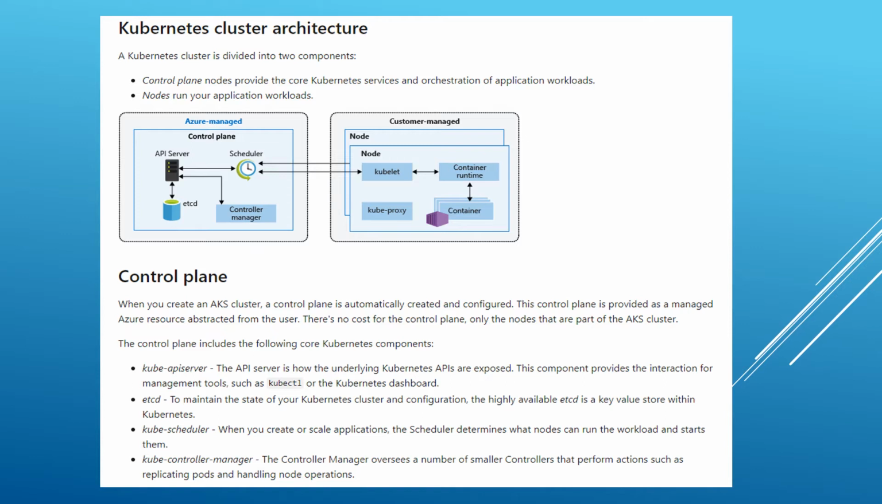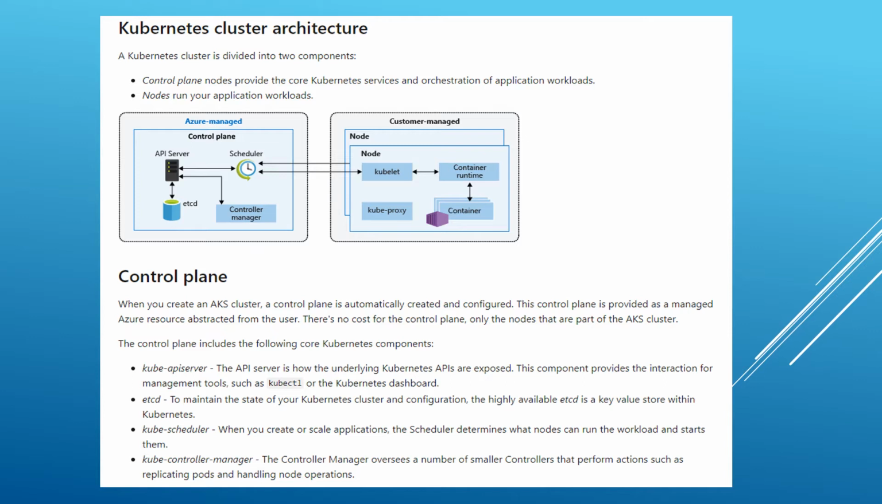The Kubernetes cluster is divided into two components: one is the master node and the other one is the worker node. When you create an AKS cluster, a control plane is automatically created and configured. This control plane is provided as a managed Azure resource abstracted from the user. So there is no cost for the master node. You only pay for the worker nodes you are using and the other resources like network, storage, etc.